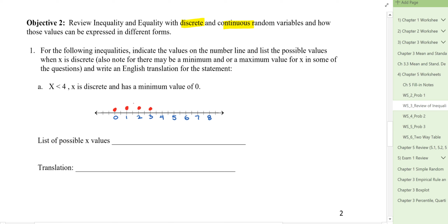So the list of possible values for x, or I can just write it: 0, 1, 2, 3. Now, 4 is not included because x is less than 4.